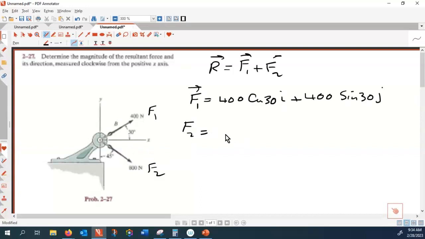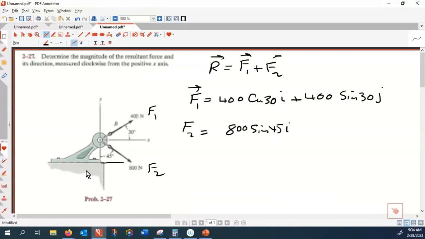F2, right. So the X component is positive, right? So we can tell that F2 is positive, that is 800 positive in front of it, multiplied by sine of 45, right? Because in that triangle, you're trying to solve this triangle. And then this is sine 45.